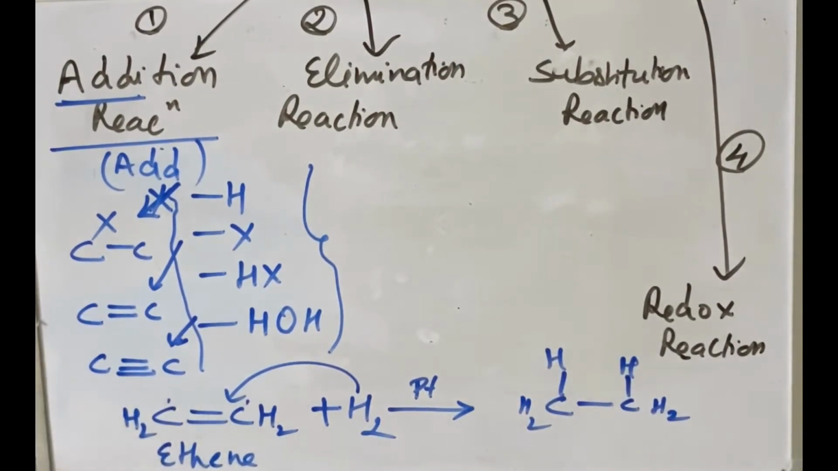Now what is this? We can also write it in the form of CH3, CH3. This is ethane. So in this way, by addition, double bonds convert into single bonds, or unsaturated compounds convert into saturated compounds. And the reactant which is taken is completely added to the carbon-carbon double or triple bond.